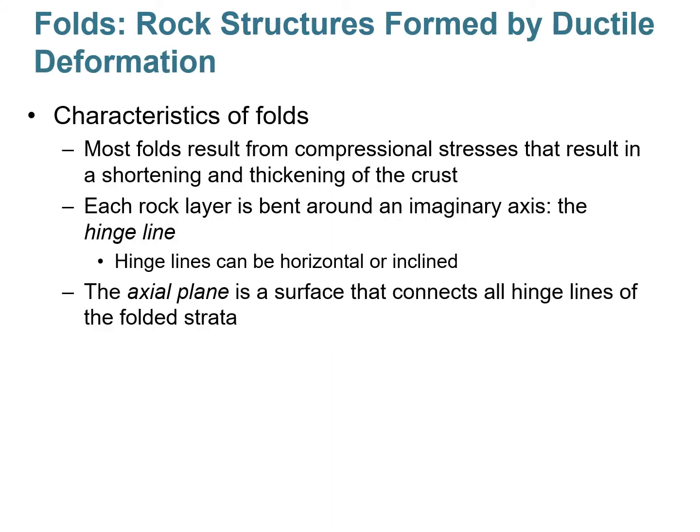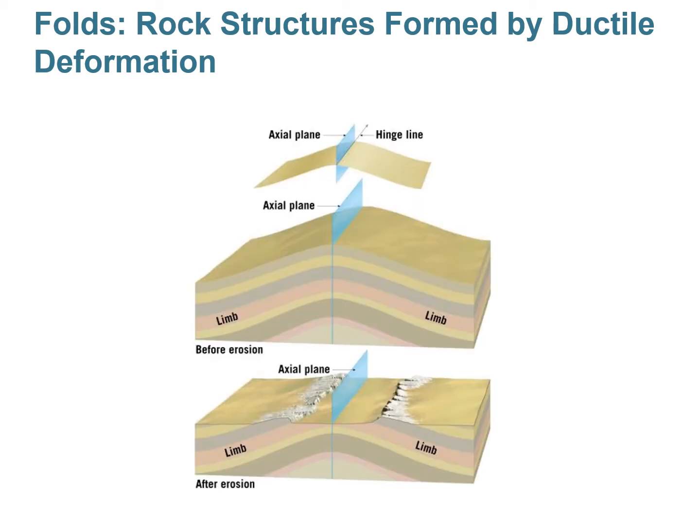Okay, so let's talk about ductile deformation, some examples of this. So folds, most folds result from compressional stress. So that involves shortening the crust and thickening it. And then the rock layers typically bend around what we refer to as a hinge line, which is an imaginary axis that cuts right through the center of the fold. And hinge lines can be horizontal to the surface of the earth, or they can be inclined. And then the axial plane is this plane right here that goes right through the center of the fold. Okay, so that's the center of the fold. These are the two limbs on either side of the fold.